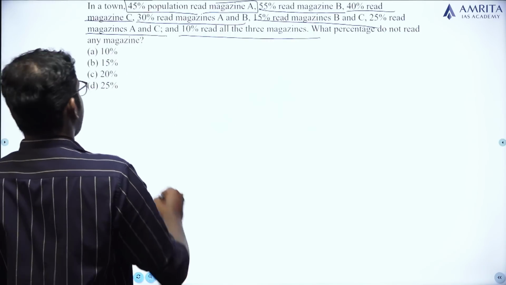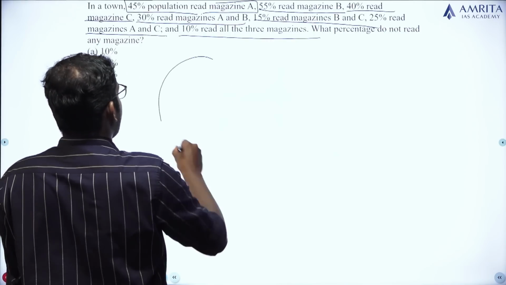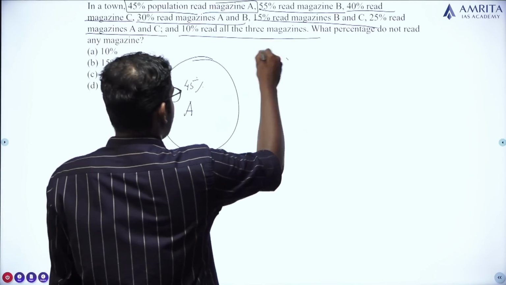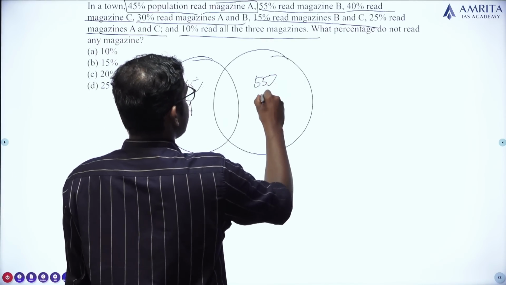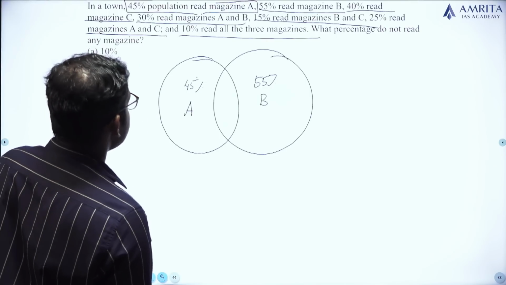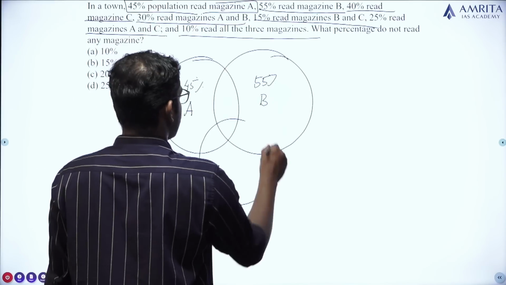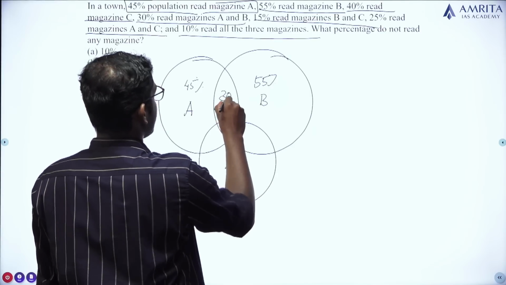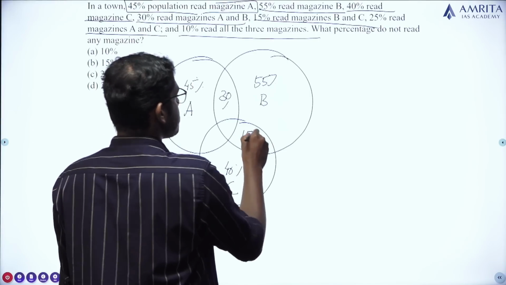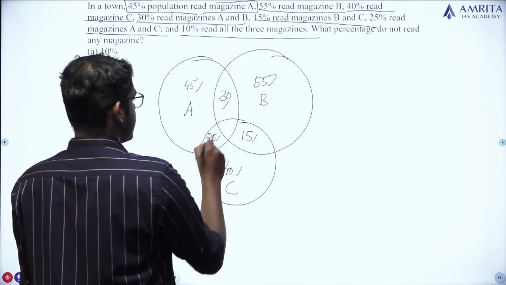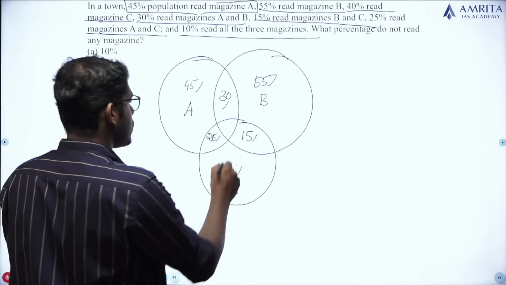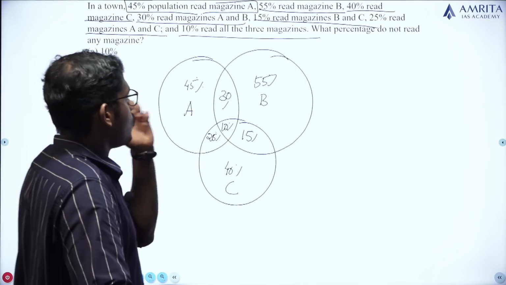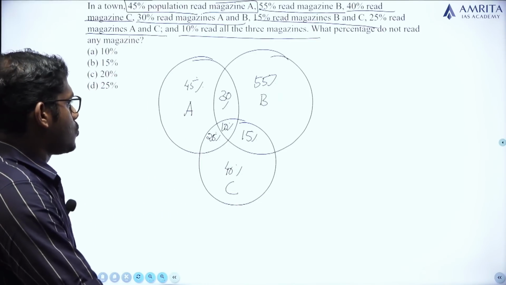Okay. So let me draw a diagram. See, 45% of the population read magazine A, 55% read magazine B, 40% read magazine C, 30% read A and B, 15% read magazines B and C, 25% read magazines A and C. Clear? And 10% read all the three magazines. Clear? What percentage do not read any magazine?